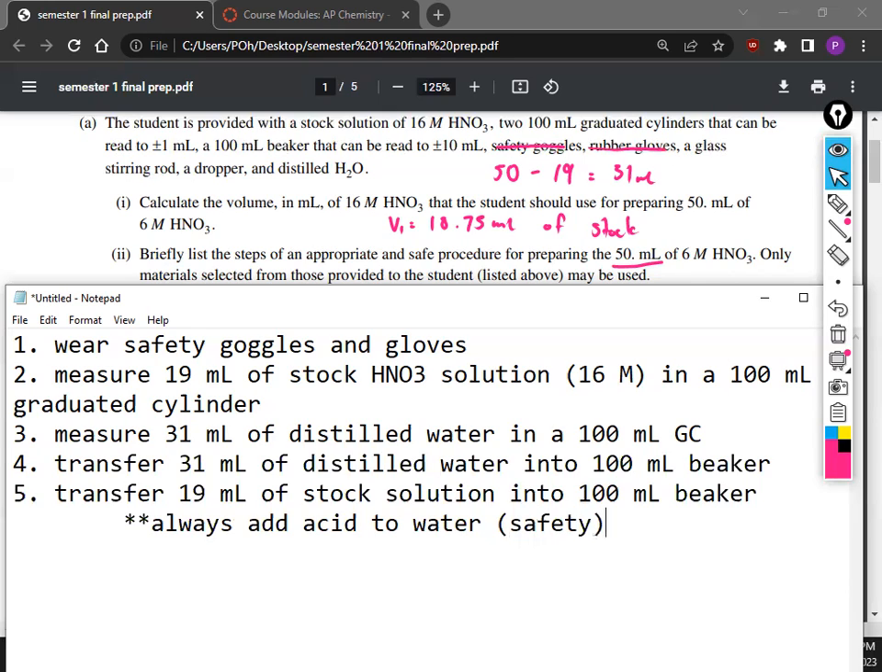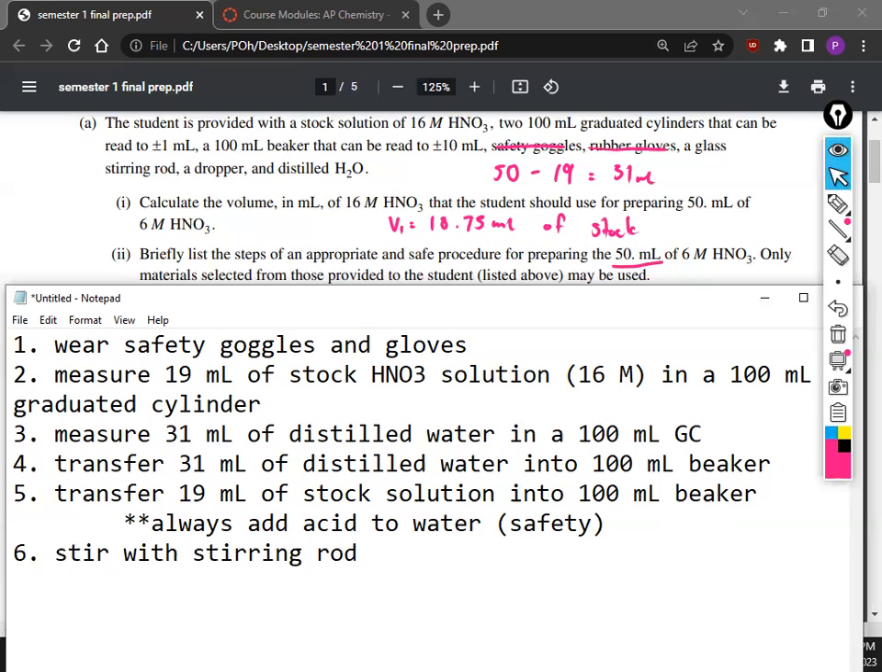If you add water to acid, you're basically diluting the acid rapidly, and that causes more bubbles and heat and things like that. Whereas if you add the acid slowly to water, you're more slowly increasing the acidity of the water. So this is an important safety rule to keep in mind. You always add acid to water. And then the last step, you're going to stir.